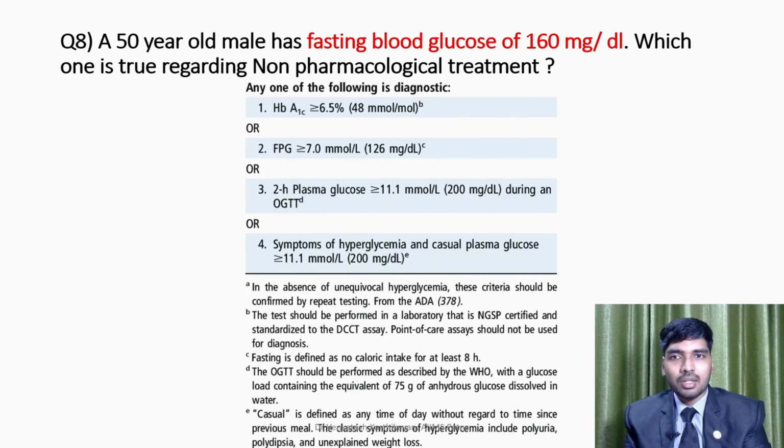First, fasting blood glucose of more than 160. Can this be called a patient of diabetes? We'll see the diagnostic criteria. We'll call a patient diabetes if the HbA1c is more than 6.5%, or fasting blood glucose is more than 126 mg per deciliter, or 2-hour plasma glucose is more than 200 mg per deciliter during an OGTT, or random blood glucose is more than 200 mg per deciliter with symptoms of hyperglycemia. Our criterion of 126 is met, it is 160 here. So this is a patient of diabetes mellitus.